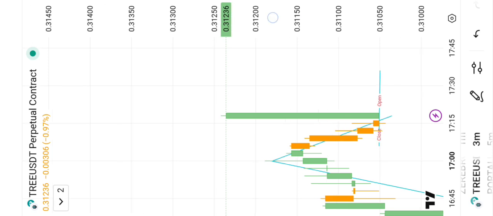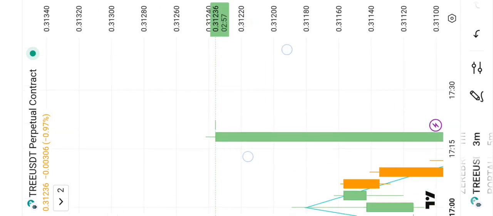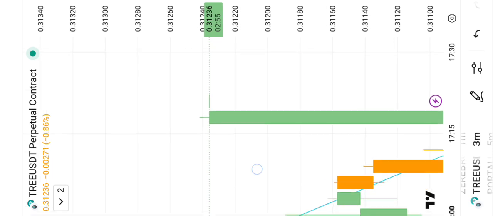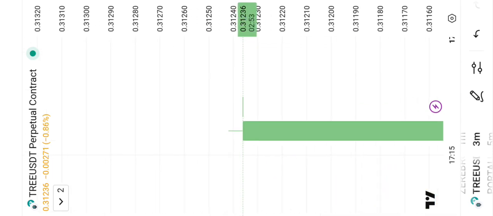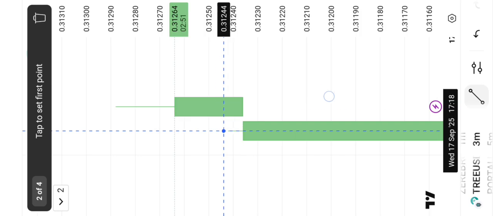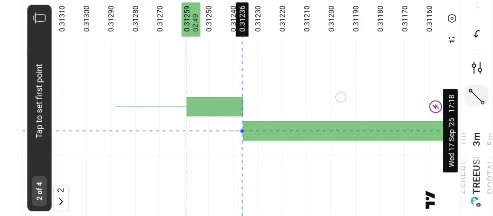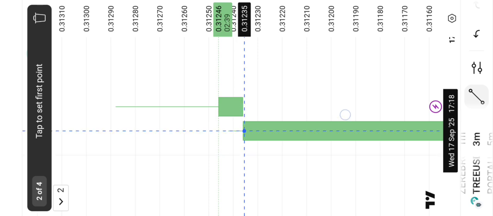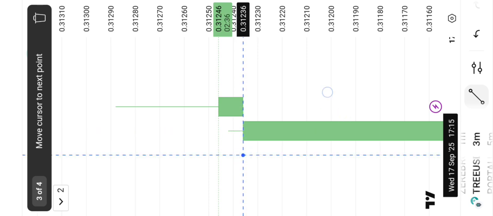Can you see? The sellers are trying to push it down, but because they are not strong at that moment, they form this small wick. They try to push it down but are not strong, because the buyers are dominant at that moment. That's why you can just see this small wick, then the candle closes here. This is where it closes.